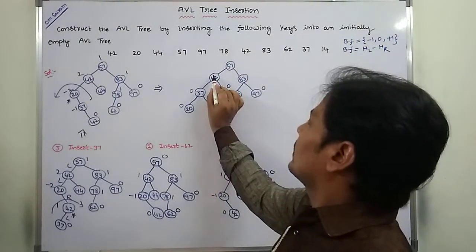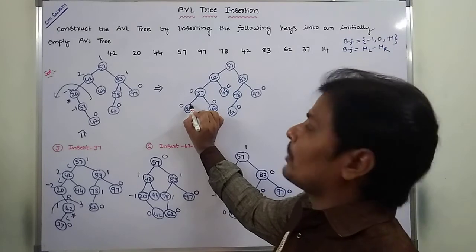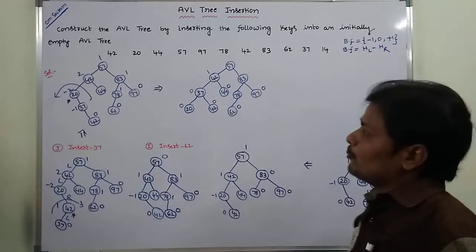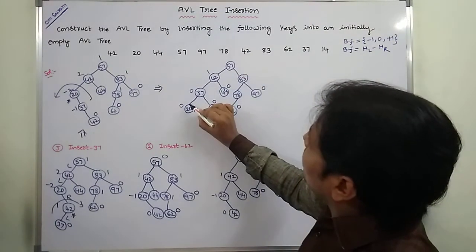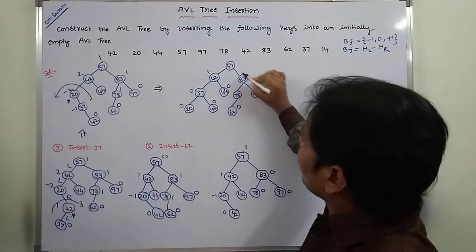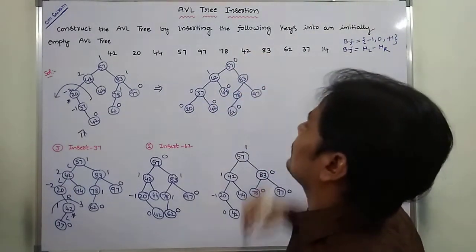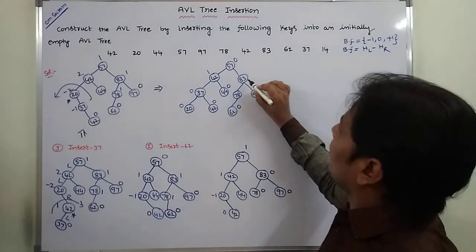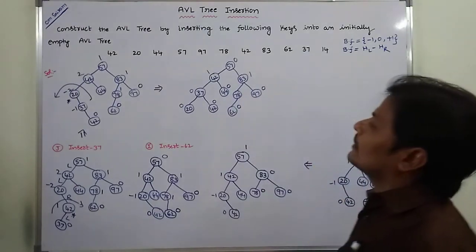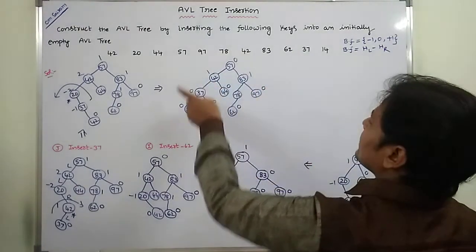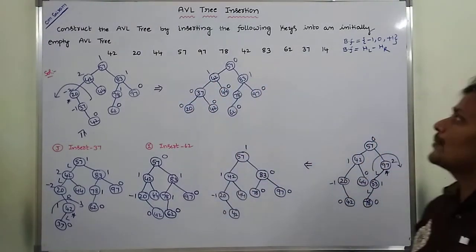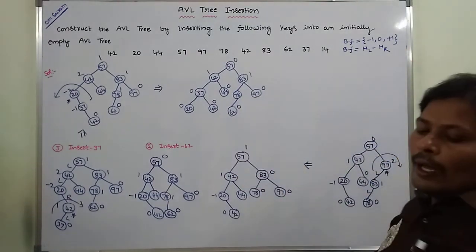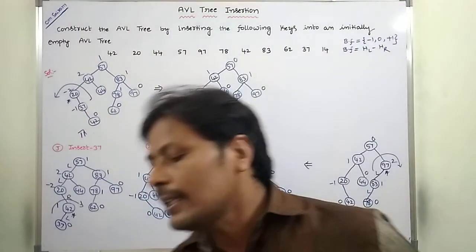For this node, the balance factor, height of left subtree is 2, height of right subtree is 1, 2 minus 1, that is 1. Next, for this node, left subtree height is 3, right subtree height is 3, that is 0. For this node, left subtree height is 2, right subtree height is 1, 2 minus 1, that is 1. So all the balance factors are 0 and 1. So these are the valid balance factors. Now it becomes a valid AVL tree.